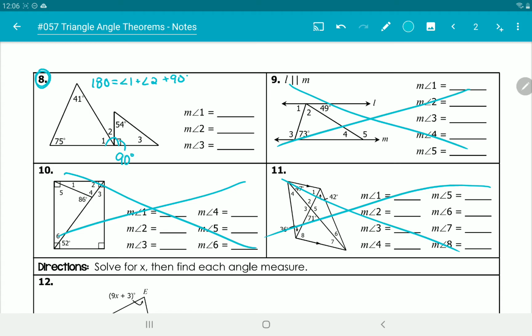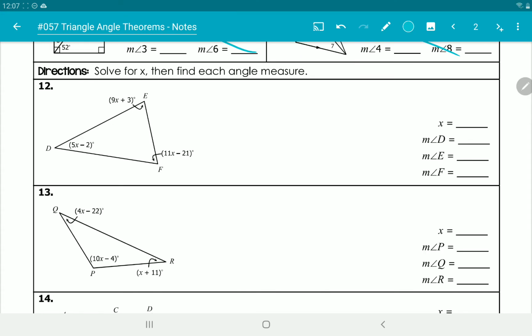Now with that, you should be able to solve the rest of these. So you can solve for angle 1, subtracting those two from 180. You can solve for angle 3 by subtracting these two from 180. And then once you've got angle 1 and you've got this 90 degrees, you can subtract 90 from the angle 1 measure in order to get the measure of angle 2. So go ahead and try that one on your own. And then we'll move down here.